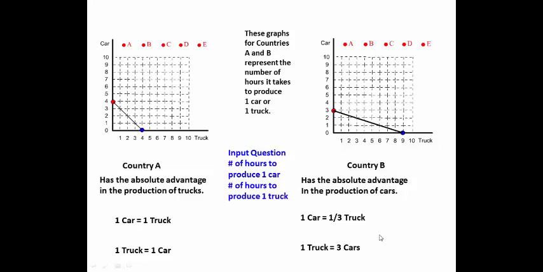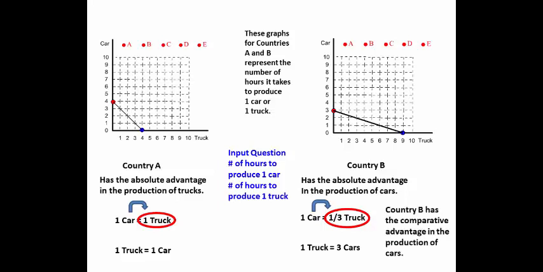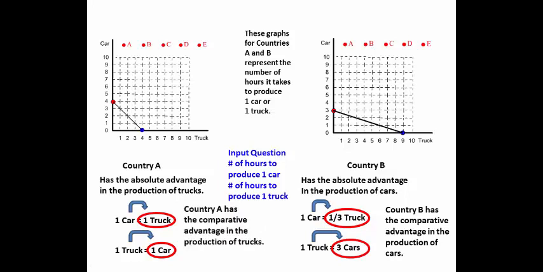So let's see who has the comparative advantage then. 1 car to 1 truck and 1 car to 1/3 truck. So the comparative advantage in cars now is Country B's. Country B can produce cars at a lower marginal opportunity production cost than Country A. Let's look at this. Which country can produce trucks at a lower marginal opportunity production cost? And it would be Country A. Country A has a comparative advantage in trucks.